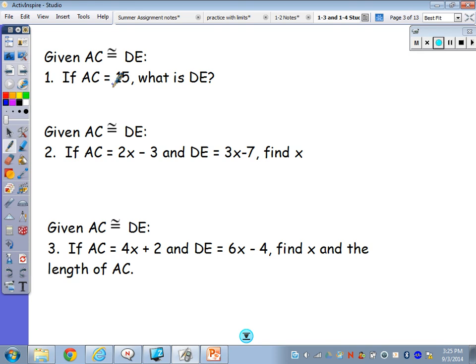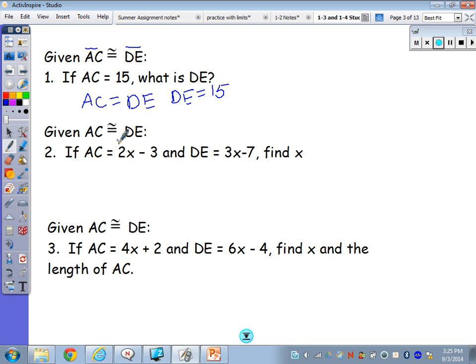On this, we said AC is congruent to DE. So if AC is 15, what is DE? If the two segments are congruent, that means the measure, so the length of AC, must equal the length of DE, which means DE must equal 15, because they have to be the same length, so they both must be 15. So now we're getting into algebra.